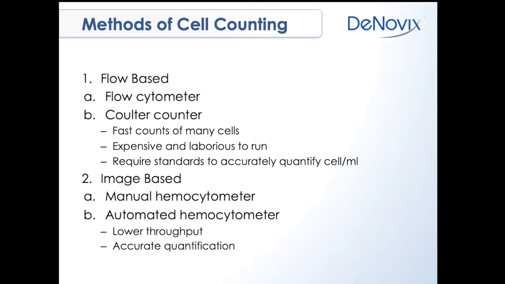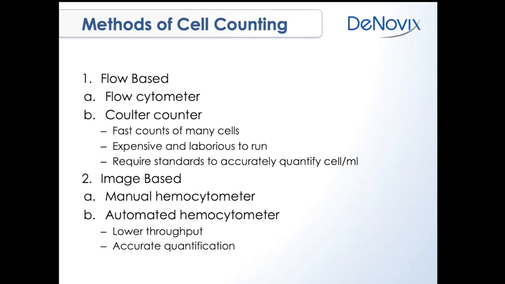So 2 basic methods of cell counting. The first is your flow-based. This is flow cytometers and Coulter counters. These types of cell counters are great for getting lots of data, really fast counts of large numbers of cells, and comparing populations within those sets of cells. They're not really the best, and this was surprising to me, and a lot of people don't know this, for giving you accurate cells per mil counts.